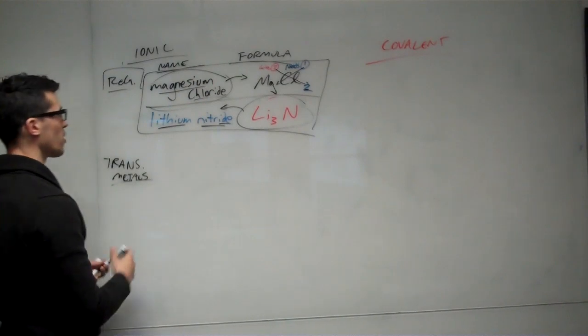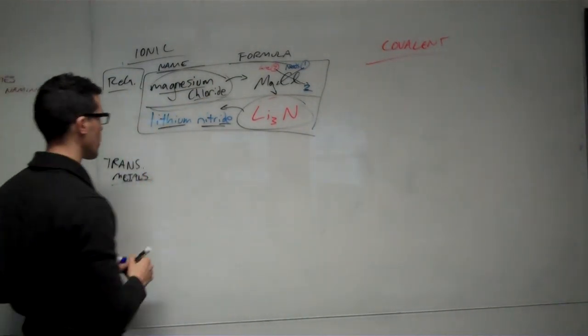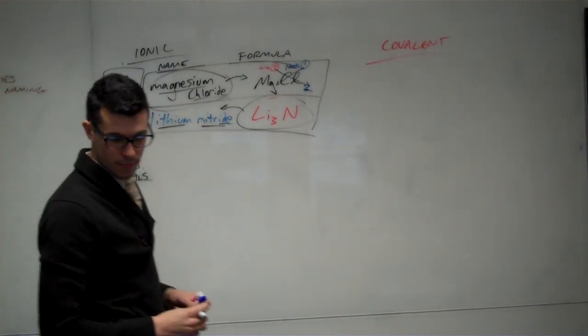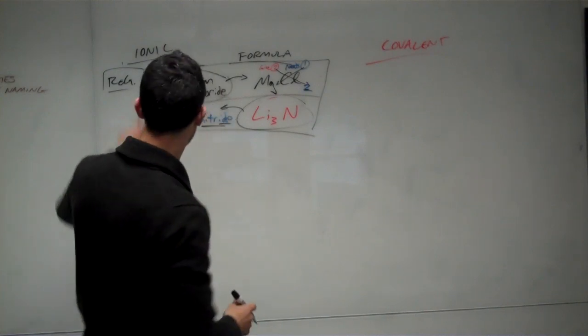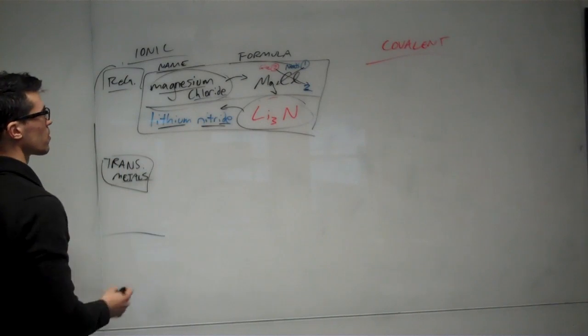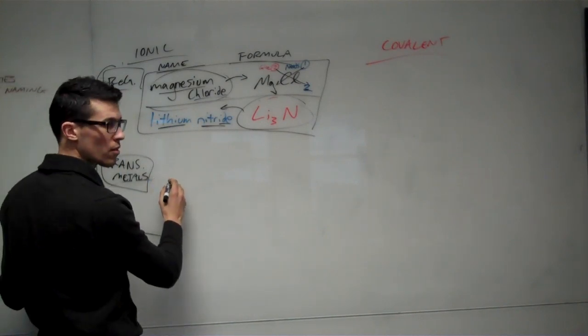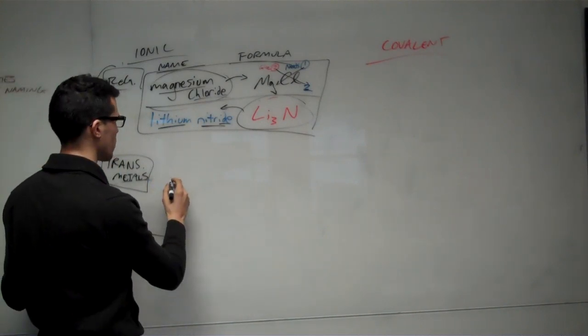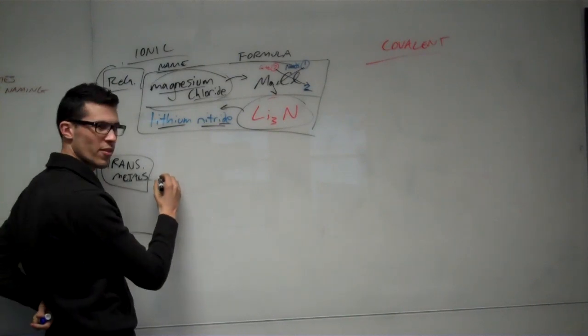Now we can do the transition metals. I'm going to give you a name. You tell me what the formula is. Wait, I'm confused. Transition metals are ionic bonds, but they're the harder type of ionic bonds. Aren't they metallic? Not metallic. Okay.